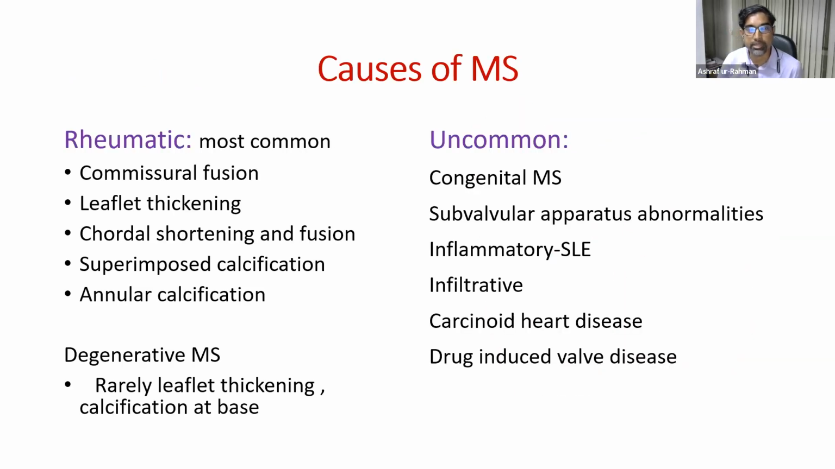And rheumatic MS is very common in our part of the world. In Bangladesh and in India, we face a lot of cases of MS, and mostly those are of rheumatic origin. But there are some other causes of MS, like degenerative, some congenital MS, subvalvular abnormalities, some SLE cases, and some carcinoid heart disease. But mostly we deal with cases of rheumatic MS.